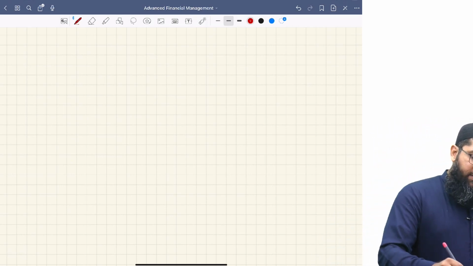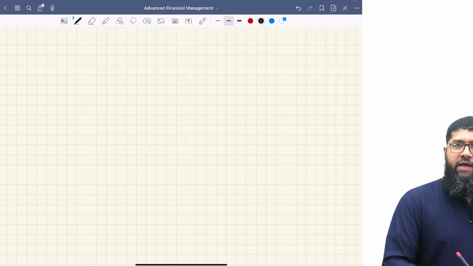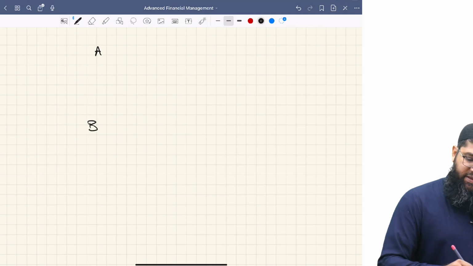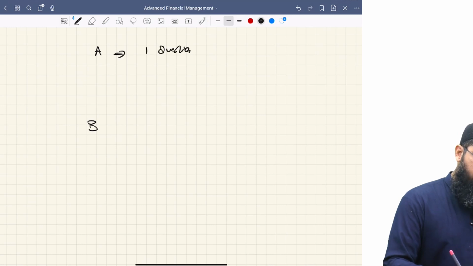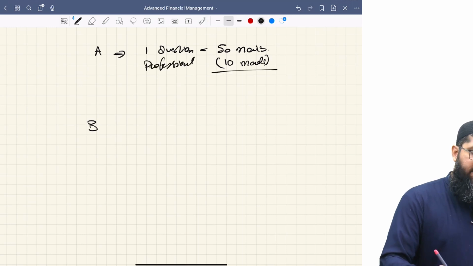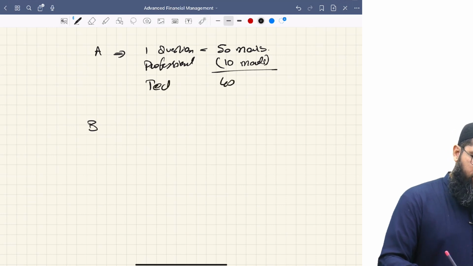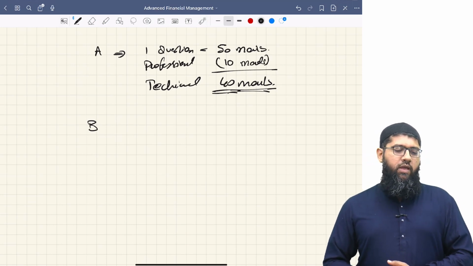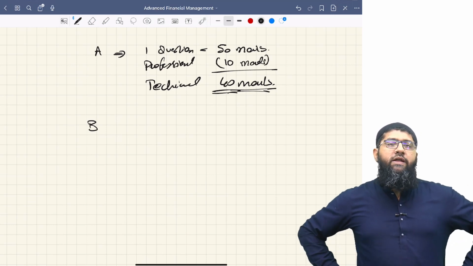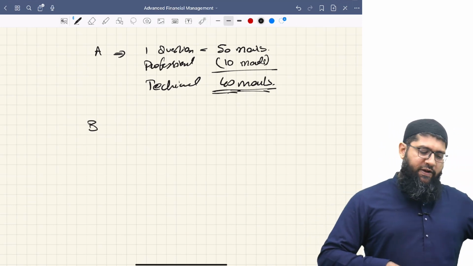See, the AFM paper is examined in this manner: you have section A and then section B. Section A is one question of 50 marks. Out of those 50 marks, 10 marks pertain to the professional area and 40 marks are technical. I repeat, out of the 50 marks for the question, 10 marks are for the professional skills and 40 marks are for the technical skills.